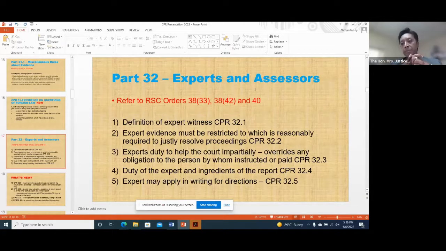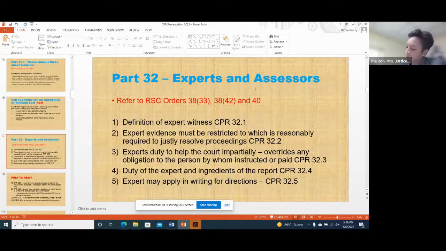This is a bigger section. This deals with experts and assessors. The definition of an expert is contained in 32.1. An expert witness means an expert who has been instructed to prepare or give evidence for the purpose of court proceedings. Now, I want to read something from the second text I'm using, the Commonwealth Caribbean Civil Procedure, that I think really explains this whole process of experts.